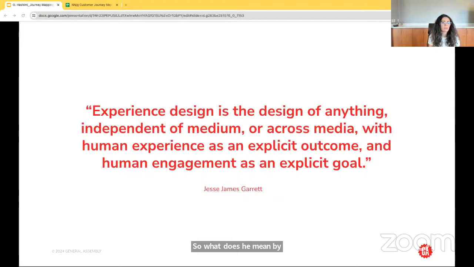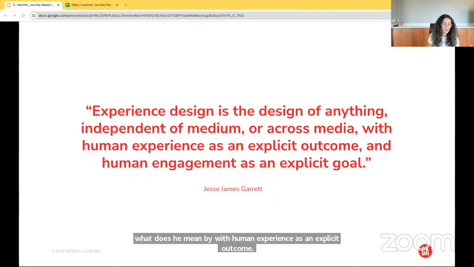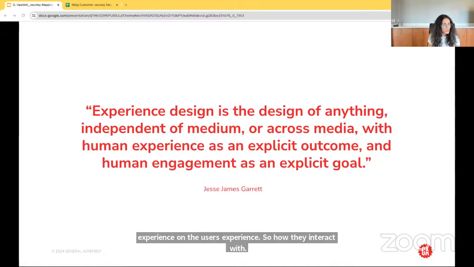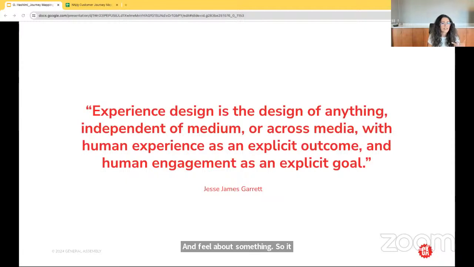So the core focus of experience design is on the user's experience. So how they interact with and feel about something. So it goes beyond functionality. It considers that emotional and that cognitive aspect of interaction. So he really encourages a well-designed experience because it not only fulfills a need, but it also encourages and fosters engagement. So it keeps users interested, it keeps them motivated, and it has them coming back for more.